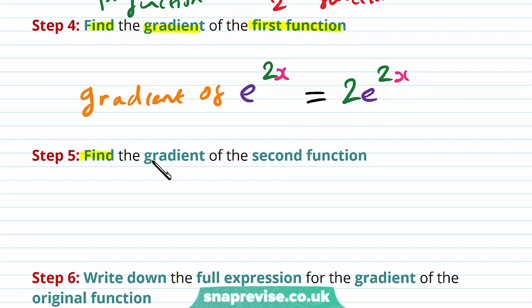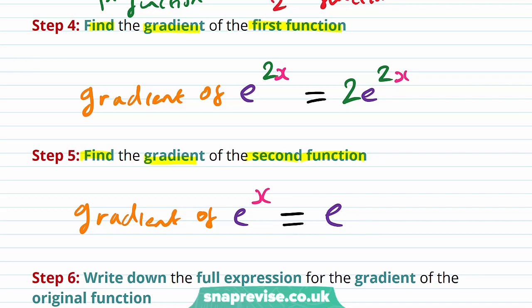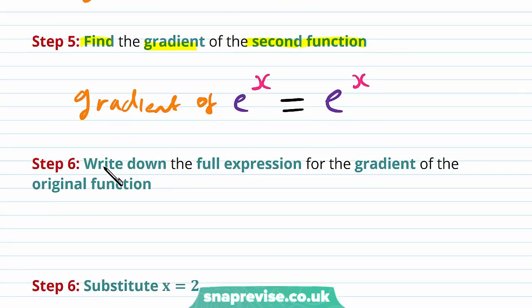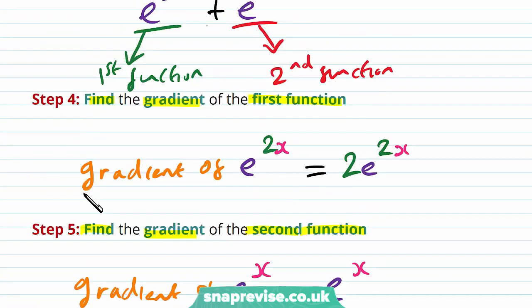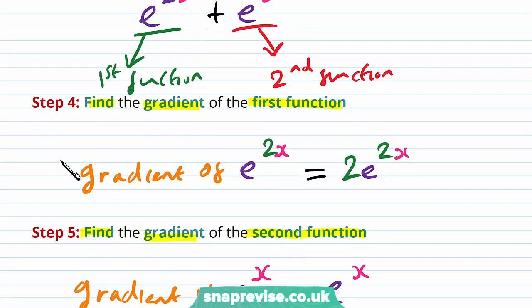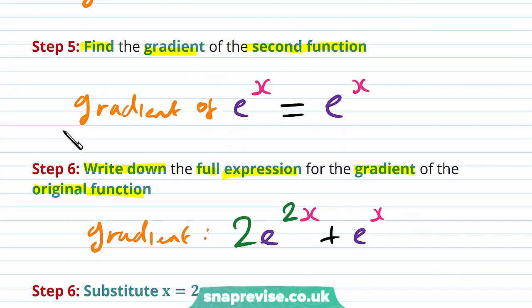Our fifth step is to find the gradient of the second function. Our second function is e to the x, so the gradient of e to the x, which corresponds to k equals 1, is going to be e to the x. Our sixth step is to write down the full expression for the gradient of the original function. The gradient for our original function is going to be, by adding them up, 2 lots of e to the power of 2x plus e to the power of x. All we have done is to take our original function as a sum, worked out the gradient of each one, and added up the results.